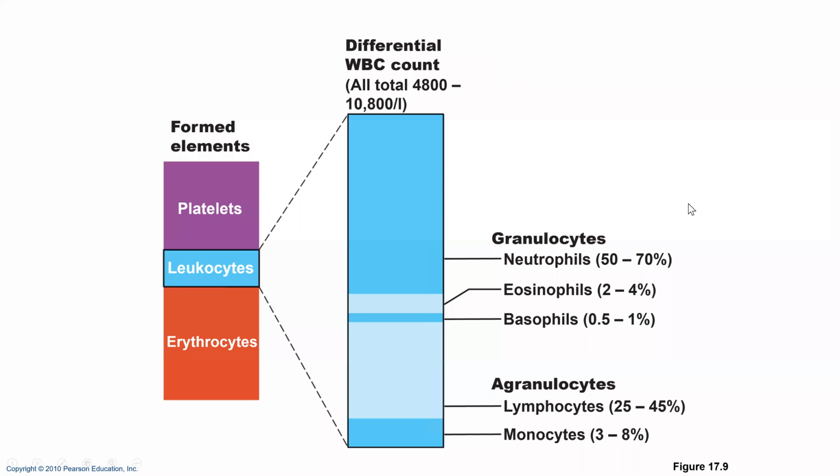Now, first of all, how many leukocytes do we have? For example, when we talked about red blood cells, in 1 microliter of blood you have 5 million red blood cells. Now, you have way fewer white blood cells. Instead of 5 million, you have 5 to 10,000 in 1 microliter. So, less numerous cells.